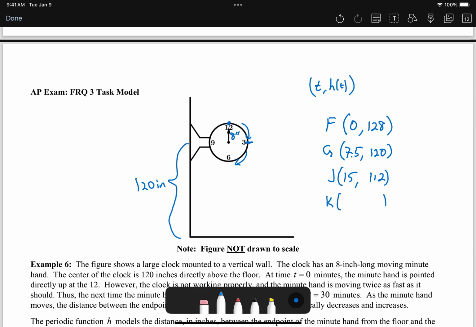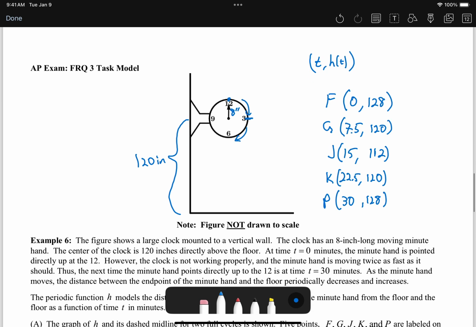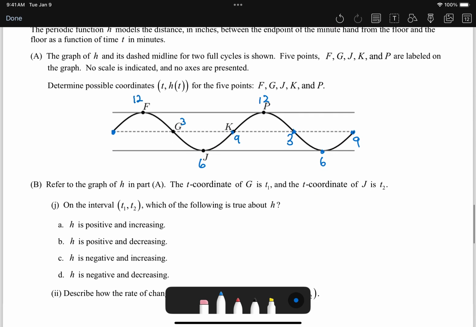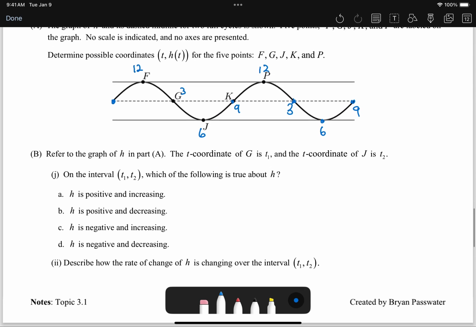So I bet you can figure out K and P now. You'd add 7.5, and you'd add back on 8, and then when we get to P, guys, we're at the same place. Because remember, our period is 30 minutes, so it repeats. So you can see how the cycle repeats from F to P. Hope that makes sense.